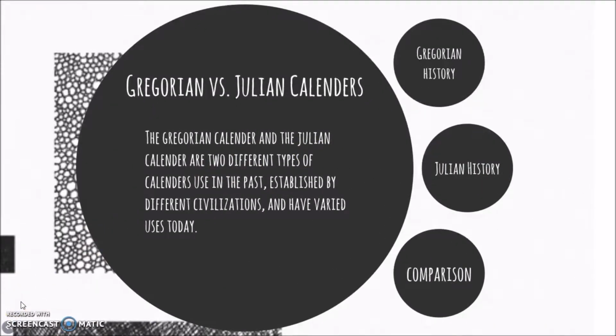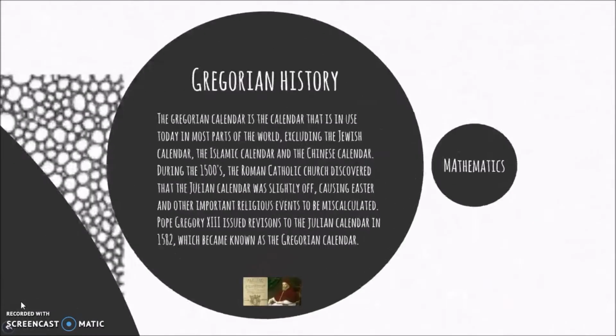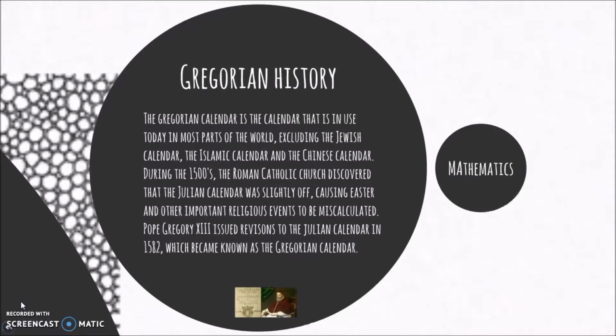Gregorian versus Julian calendars. The Gregorian calendar and the Julian calendar are 2 different types of calendars used in the past, established by different civilizations and have varied use today. Gregorian history. The Gregorian calendar is the calendar that is in use today in most parts of the world, excluding the Jewish calendar, the Islamic calendar, and the Chinese calendar.